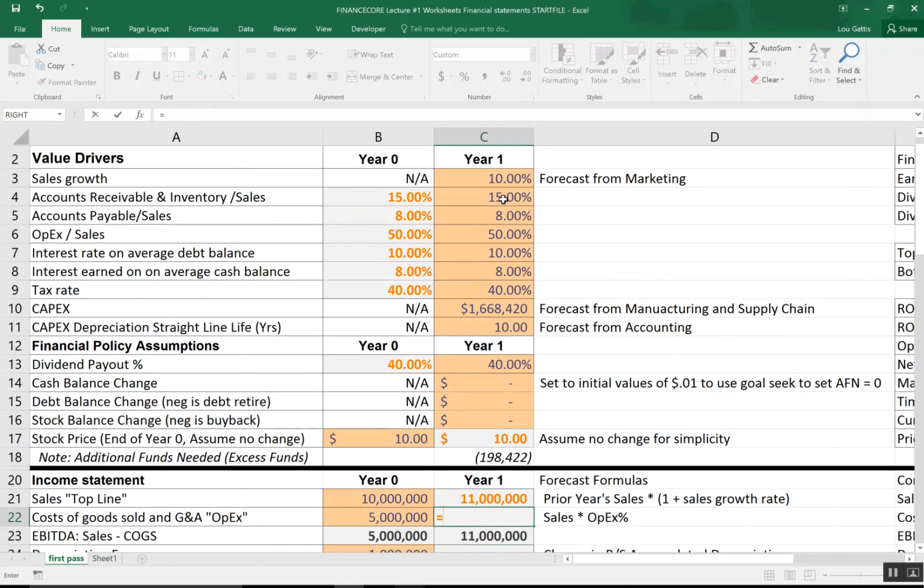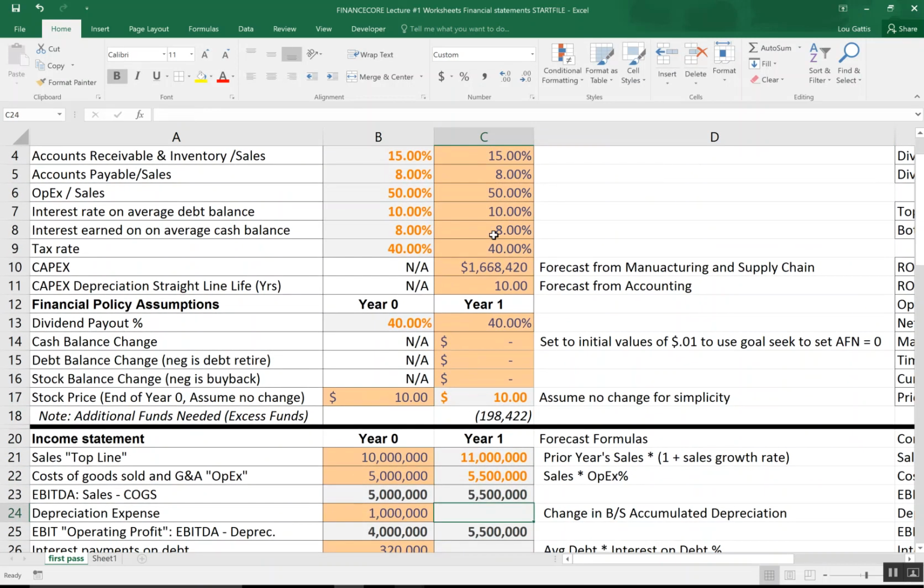OPEX is going to be a percentage of sales. So I'll take my sales forecast in year one times my OPEX as a percentage of sales. That gives me EBITDA of 5.5 million. We already did that. Now depreciation expense.